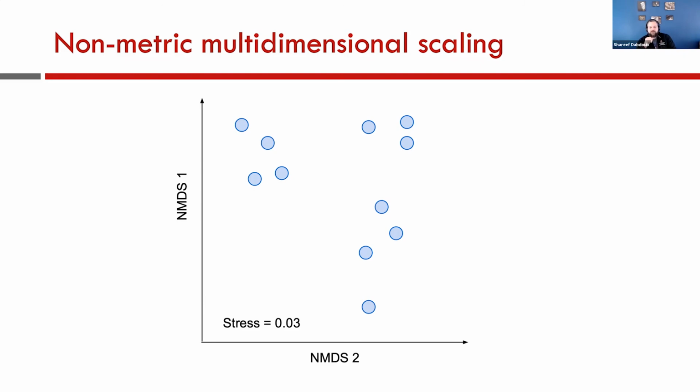And so you'll see there the stress value. The stress value indicates more or less how faithfully the distances between the objects are preserved in the lower dimension versus the original full set of dimensions. And so stress values less than about 0.15 are generally considered acceptable.